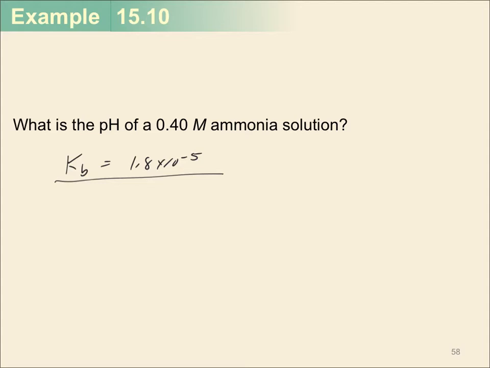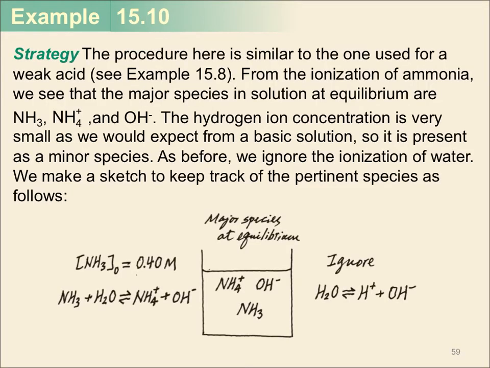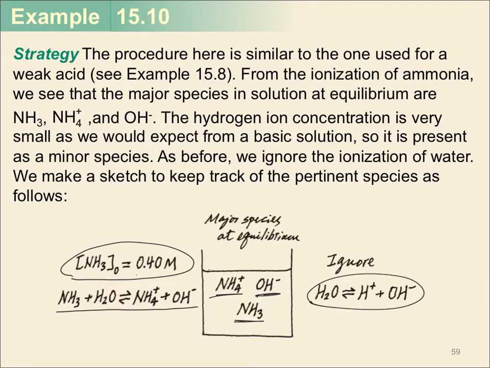And so we're going to attack this problem just as if we were doing an acid problem. We're going to determine what the major species in solution are. So ammonia, the initial concentration of that is 0.4 molar. When that reacts with water, we form the ammonium ion and the hydroxide ion. So the hydroxide ion, the ammonium ion, and ammonia are the major species at equilibrium. We're going to ignore the autoionization of water.